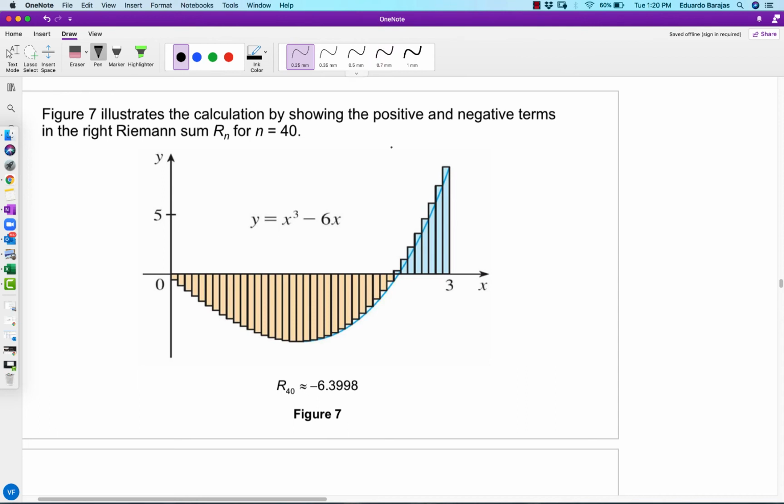Remember the real answer is negative 27 divided by 4, which is equal to negative 6.75. So the point here is that when we use 40 rectangles, we don't get the exact answer, but we get a pretty good approximation.